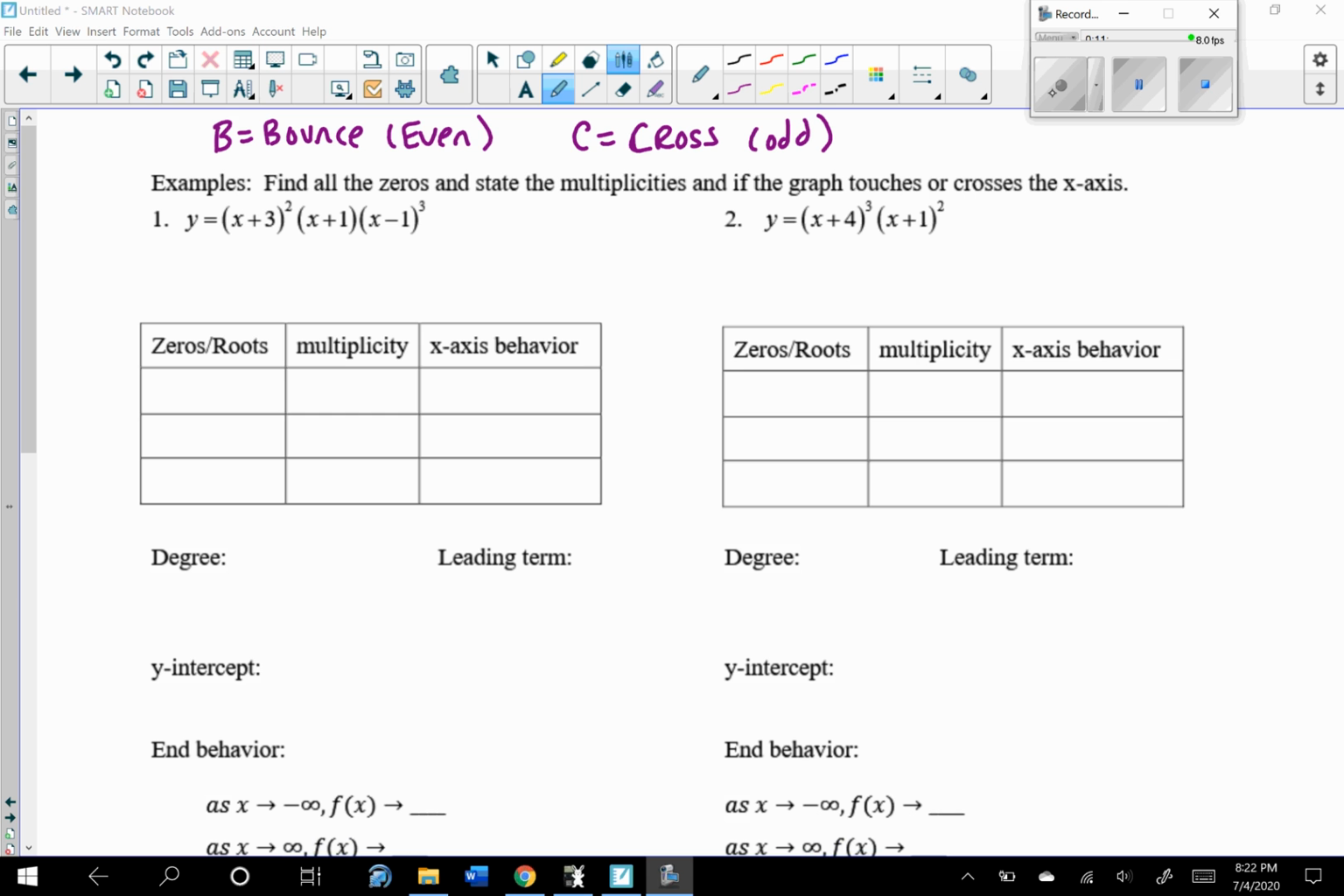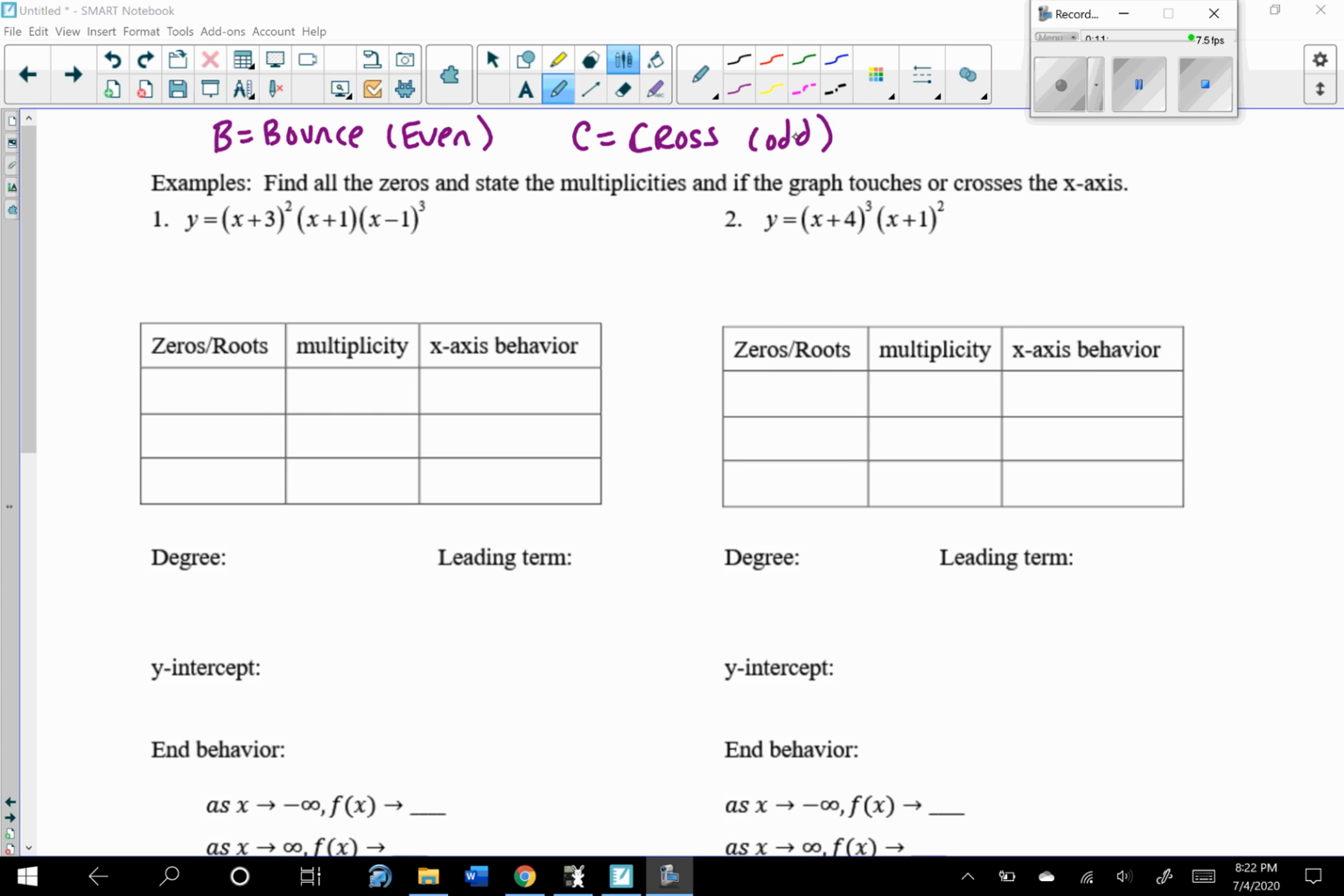Okay, so the next example says find all the zeros and state the multiplicities, and whether the graph touches or crosses the x-axis. So I'm going to use B for bounce, and remember that has an even number of letters, so it's for even multiplicities. C for cross, so that has an odd number of letters, so odd multiplicity.